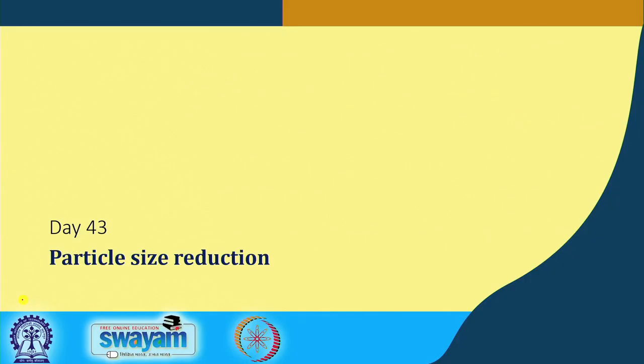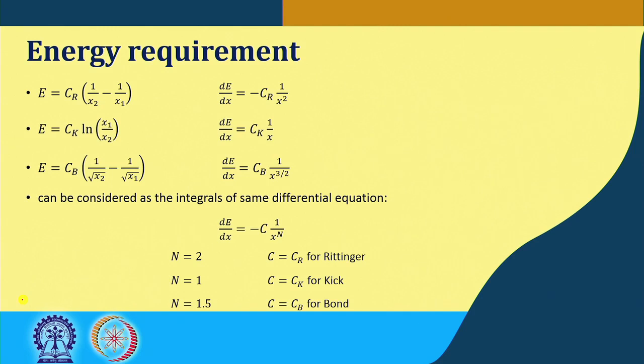So, we were discussing the fundamentals of particle size reduction and the associated laws that deal with the energy requirement for this size reduction. We have seen three laws in chronological order: Rittinger's law, Kick's law and Bond's law. These three are summarized again in this slide. This first one is Rittinger's law.